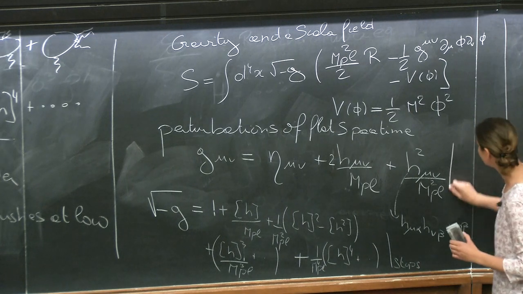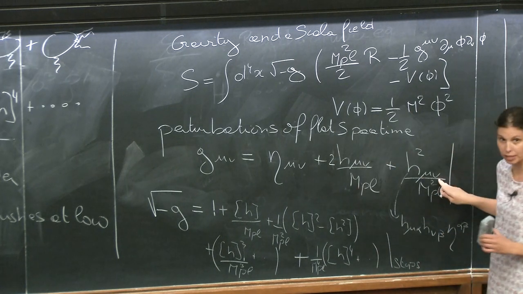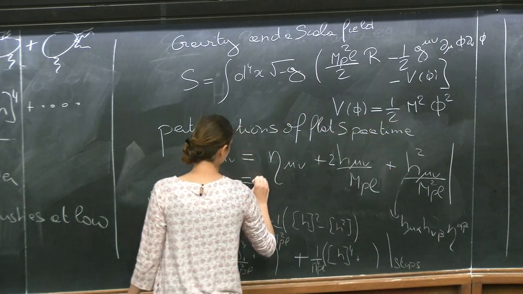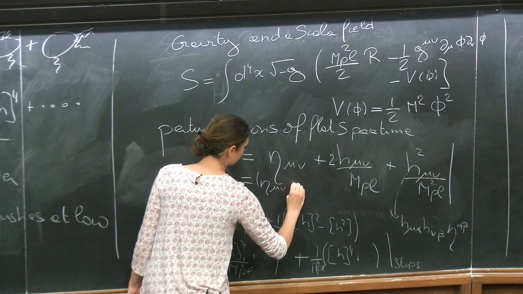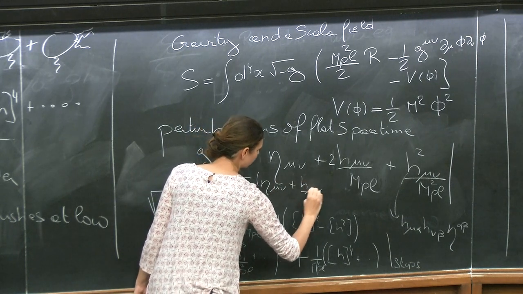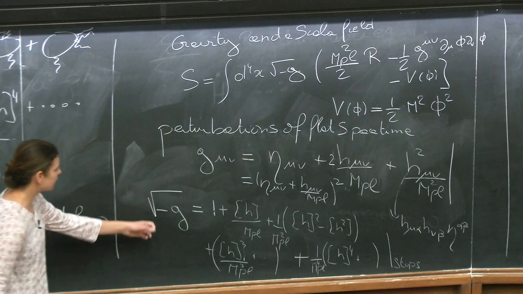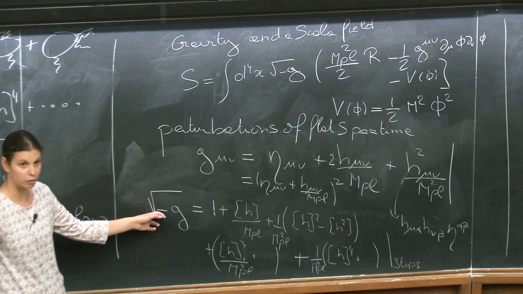So you have not then considered the cubic term? Yeah, it stops here. This is the way I write my metric. And I write it like that, so it's an exact square, so that I can write it as eta mu nu plus h mu nu over m Planck squared. And so that when I take the square root, it only gives me a finite number of terms.